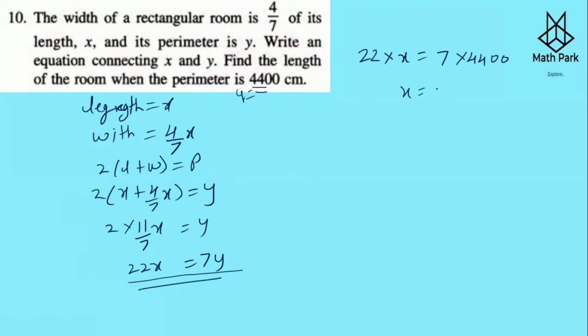So you get x is equal to 7 times 4400 divided by 22. 22 twos are 44. So we get 200 over here. And then 7 into 200, we get 1400 centimeters is the length of this rectangular room. So if you have to convert into meters, this is nothing but 14 meters.